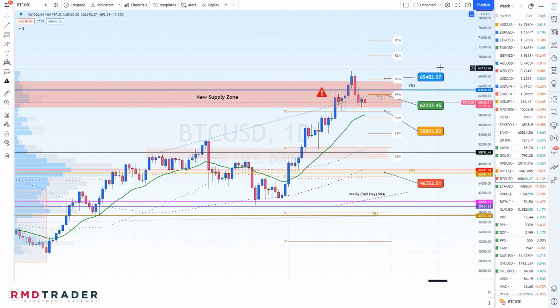Resistance at the weekly R1 pivot would give us a level of 65,500, and a break below that level could see price heading back all the way down to support from the yearly R2 pivot at 46,000.